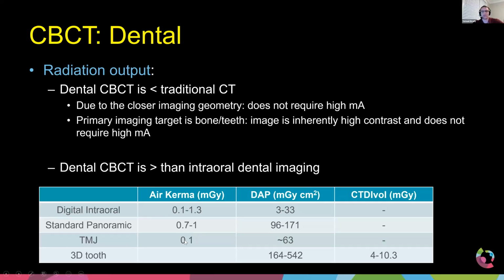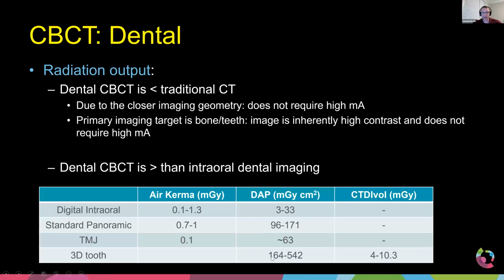And then TMJs, they're low dose because they're focused. The system's offset and you're only imaging a small volume. And you can see that here with the CAP. Now, when you start to put this in order, the digital intraorals will scale somewhere between 3 to 33 milligray centimeter squared. So air kerma times area. Standard panoramic, now we're getting higher. I guess TMJs are lower. But when you compare the intraoral to the panoramic, the panoramic is higher.